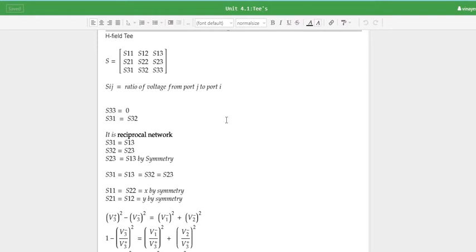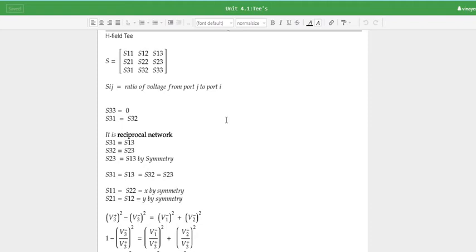Similarly, S23 is equal to S13 and that is by symmetry. What this tells us is that S23 is input from port 3 going to port 2 and S13 is input to port 3 and going out of port 1. So S23 is equal to S13. So from this we can conclude that S31 is equal to S13 is equal to S32 is equal to S23.